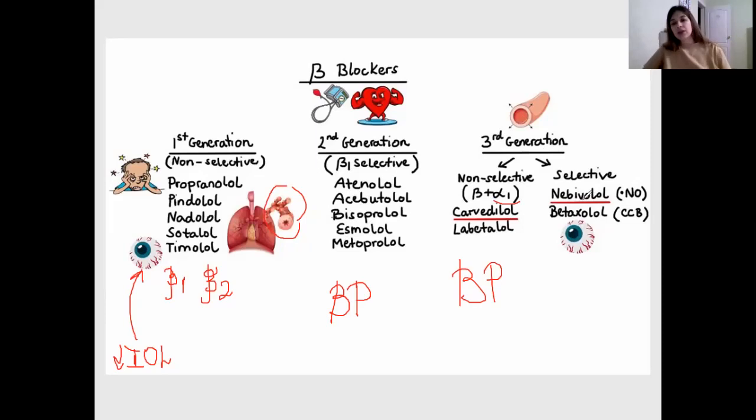And also we have the selective beta blockers, which also, for example, nebivolol can release the NO, nitric oxide, which can again relax the blood vessels. And betaxolol has calcium channel blocking, which means less calcium in the smooth muscle. We remember that again it helps to relax the blood vessels, and it is also used for the decrease of intraocular pressure in case of glaucoma.